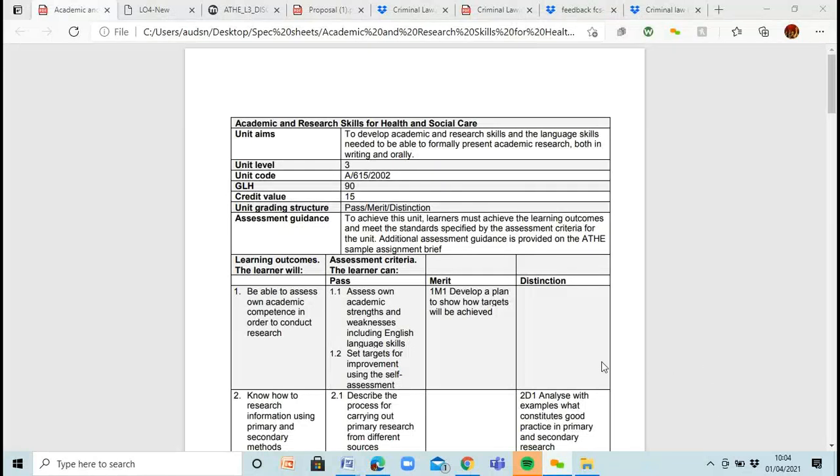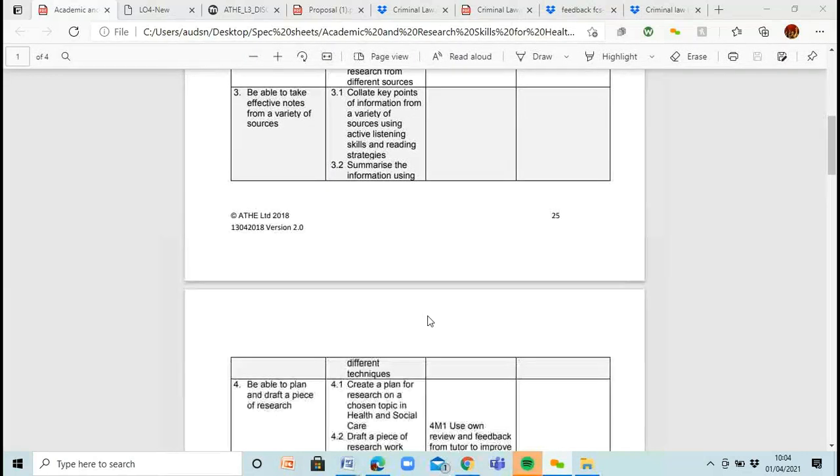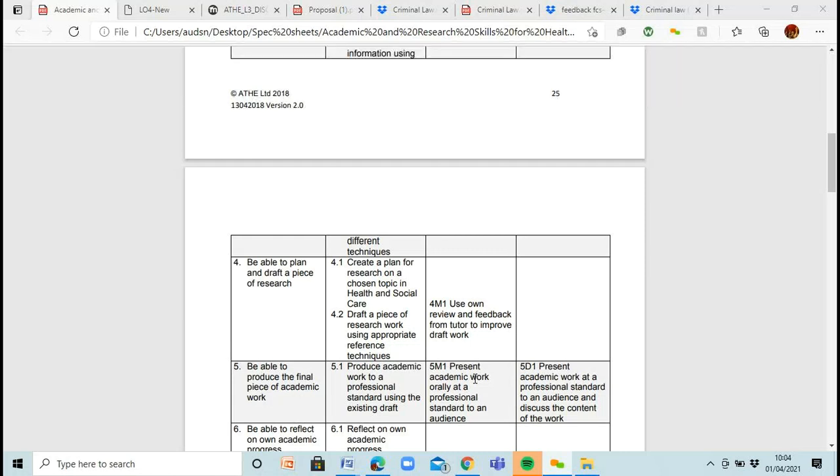So good morning again. Today we're looking at learning outcome 4, which is be able to plan and draft a piece of research. Today what we're going to talk about is what sort of research topics might be good for you, so you can discuss that today. We'll talk about exactly what goes into a research project and how it should be laid out.